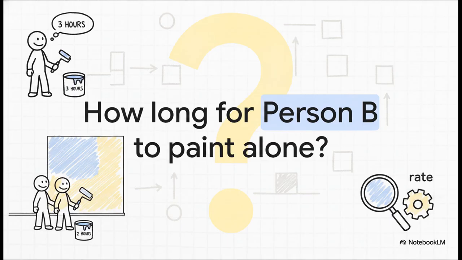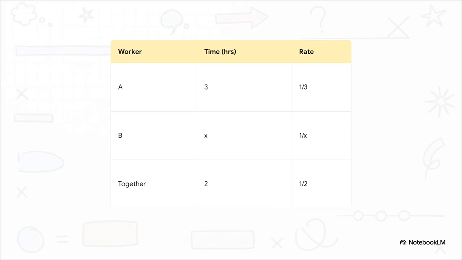So what's the missing piece of information here? It's Person B's individual work rate. How long would it take Person B to paint that room completely alone? To figure this out, we need to translate these times into actionable rates. Now, taking a word problem and structuring it into a rational equation is kind of like putting together a puzzle, and a table is the perfect way to do it.